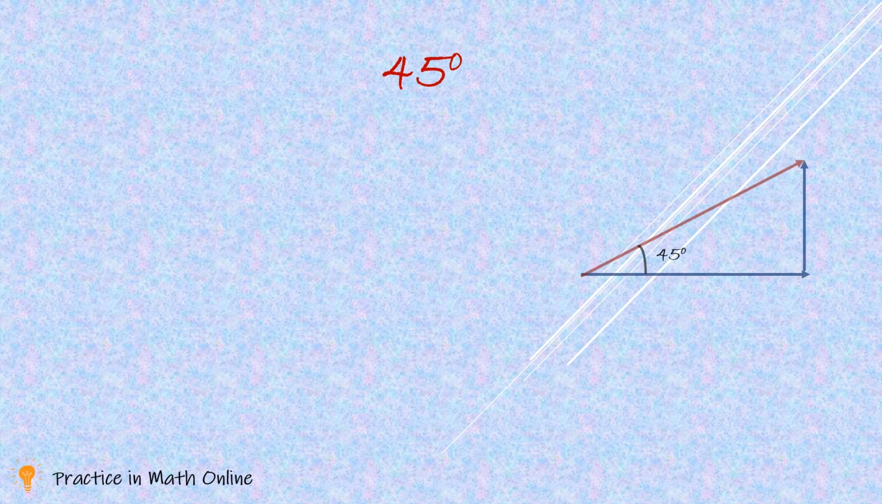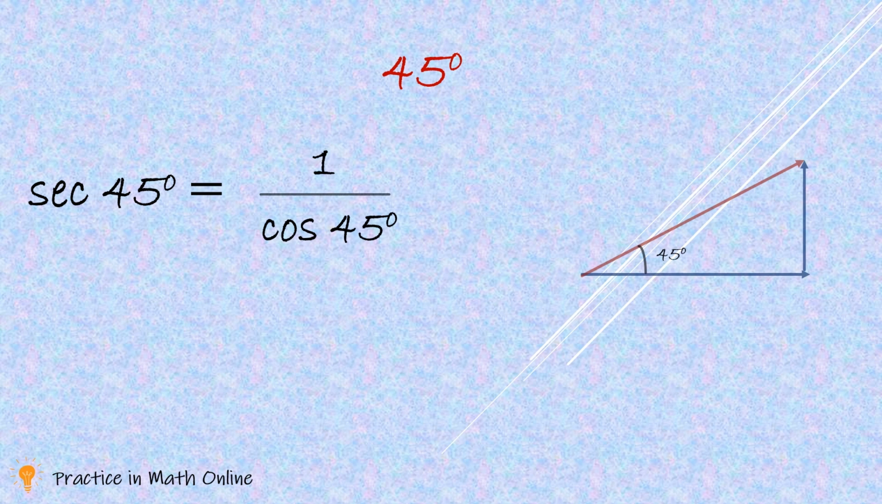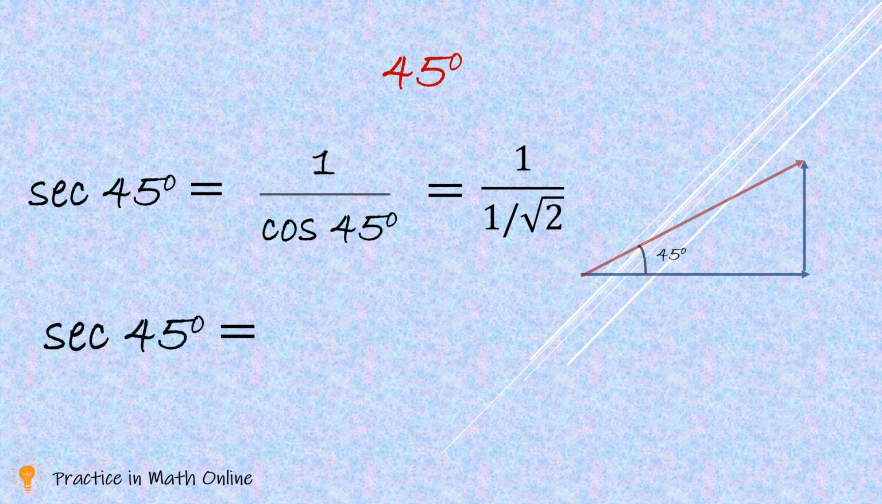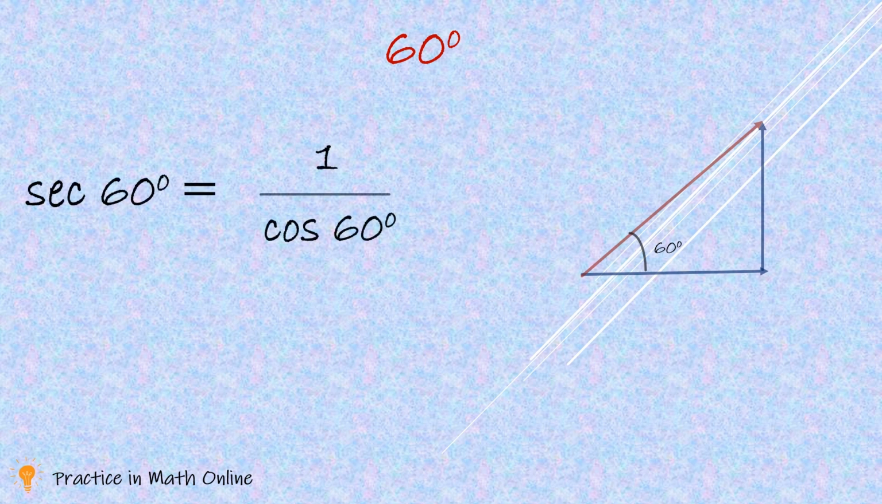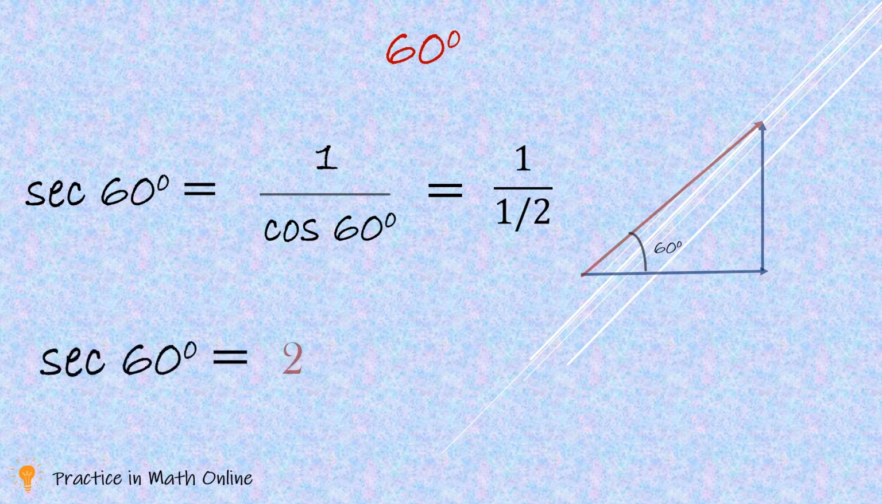At 45 degrees we have sec 45 is 1 over cos 45, and cos 45 is 1 over root 2. So sec 45 will be root 2. At 60 degrees, we have sec 60 is 1 over cos of 60, and cos 60 is 1 over 2. So sec 60 will be 2.